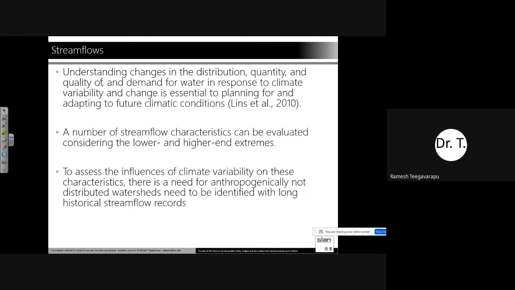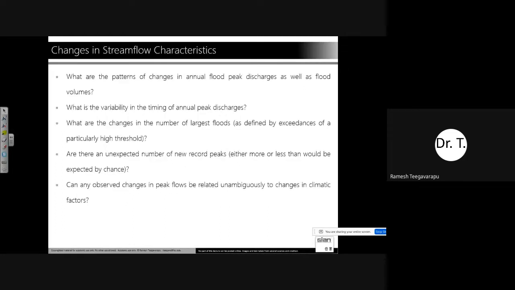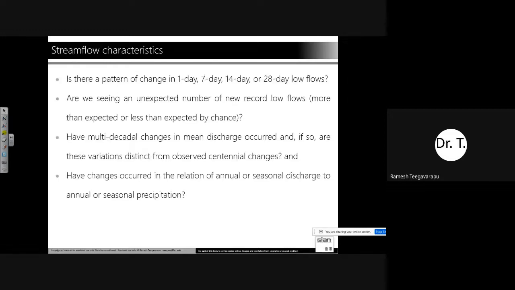So a lot of changes are happening in stream flows also. And this is what we talk about, the least anthropogenically disturbed sites in the United States. We have these sites available where there is no possible human influence. So we use that to get our information so that we can see whether any climate variability signal is available. So the questions we can ask are: what are the patterns in the annual peak floods? What's the variability of the timing of the annual peak floods? Changes in the number of largest floods above a specific threshold? Unexpected number of new peaks? And the other questions you can always ask about stream flow.